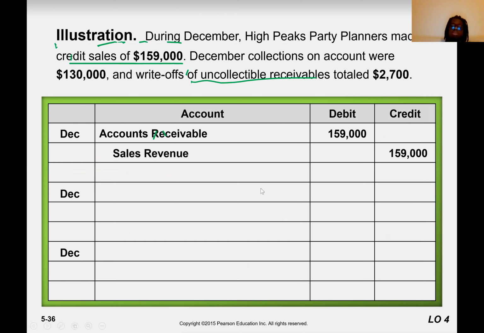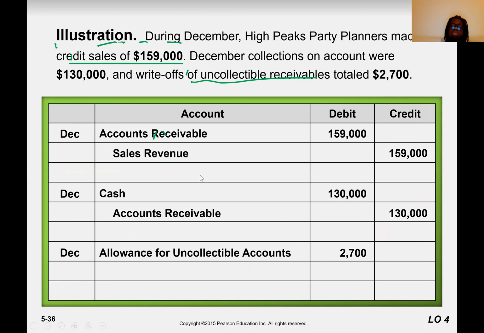So collection is 130,000. It means the customer paid us 130,000. So the customer balance is going to decrease and cash is going to increase. Increase in cash, debit 130,000. Decrease in accounts receivable, credit.